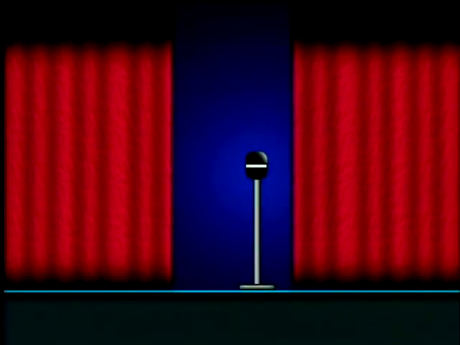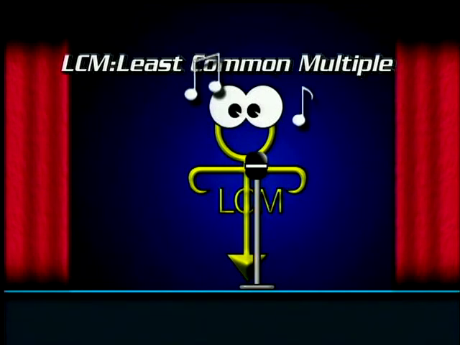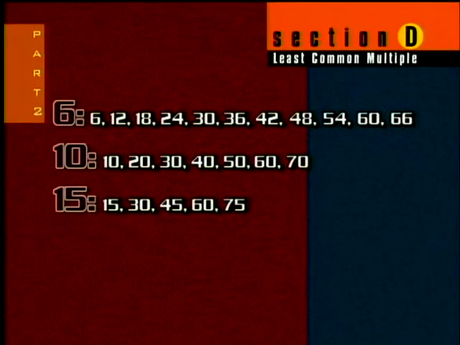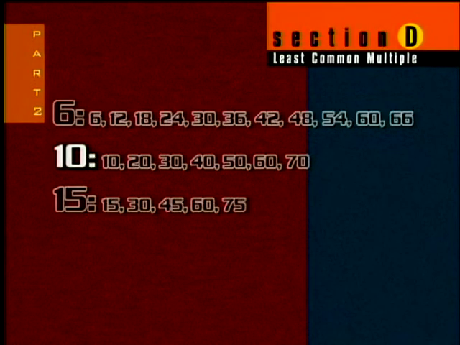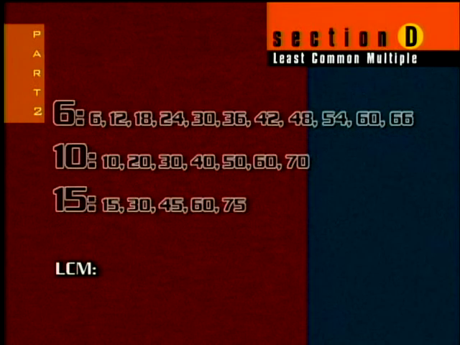And now, it's the artist formerly known as the least common multiple. Give it up for the LCM. To find him, just look in a few lists of multiples. He's the number with the smallest numerical value that appears in all your lists. Take a look. These are some multiples of the numbers 6, 10, and 15. What we want to do is figure out the least common multiple of all 3.